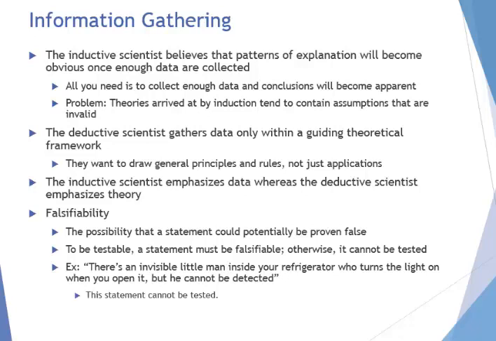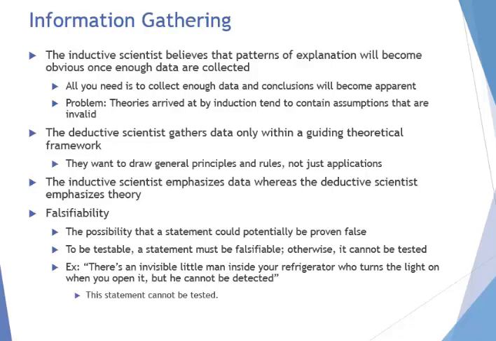Of course, a critical component of any research is information gathering. Information gathering is based, generally speaking, on observations. So the inductive scientist believes that patterns of explanation will become obvious once enough data is collected. The inductive scientist tries to draw conclusions about specifics from general points. So the idea is once you have enough data, the conclusions will become apparent, whereas the deductive scientist gathers data only within a guiding theoretical framework.